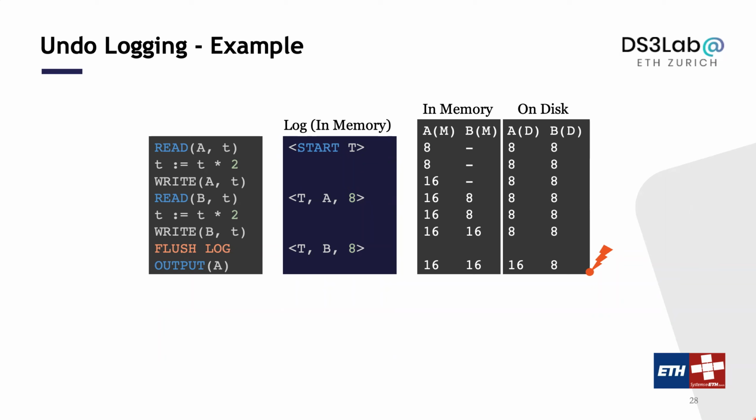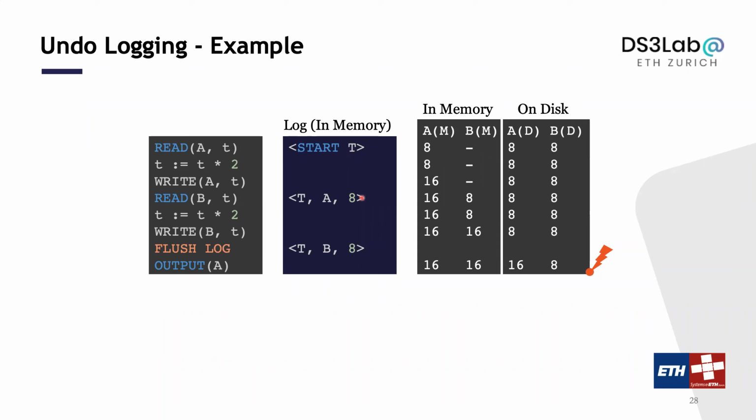I'm going to scan the log from the end to the beginning. I'm going to say, okay, I'm going to undo all the changes by this transaction T. I'm going to abort it, okay? So the first record I'm going to see is this record. It means that this transaction could potentially already have updated B, but here is the old value. Then I'm going to replace the on-disk version of B with 8. Maybe it's already 8, right? Maybe this transaction hasn't touched B yet, but I don't care, okay? I'm going to bring B to the old value.